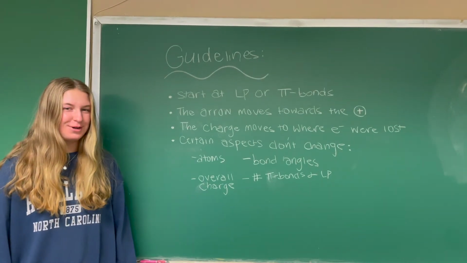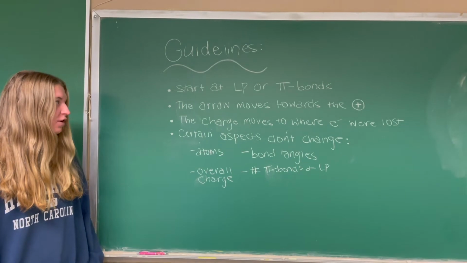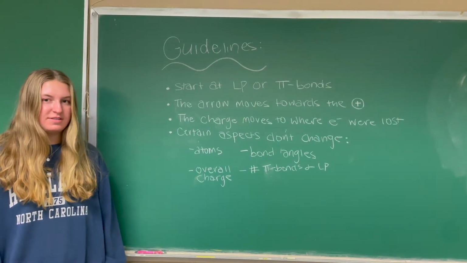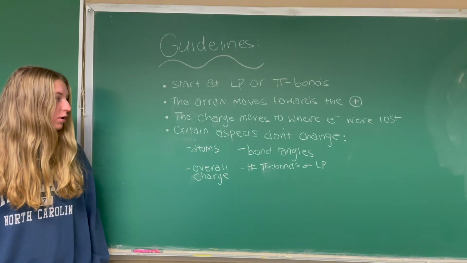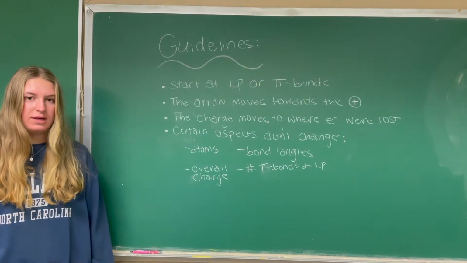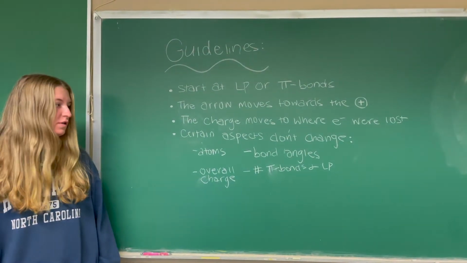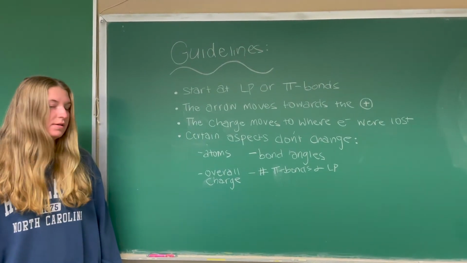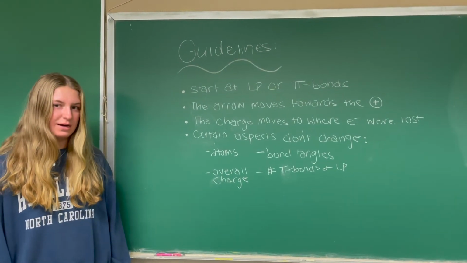According to the experts, here are the guidelines for drawing cation resonance structures. Start your arrows at lone pairs or the center of pi bonds. The arrow then moves towards the positive charge. The charge then moves to where the electrons were lost. Certain aspects of structures don't change, such as the atoms, the bond angles, the overall charge, and the number of pi bonds and lone pairs.